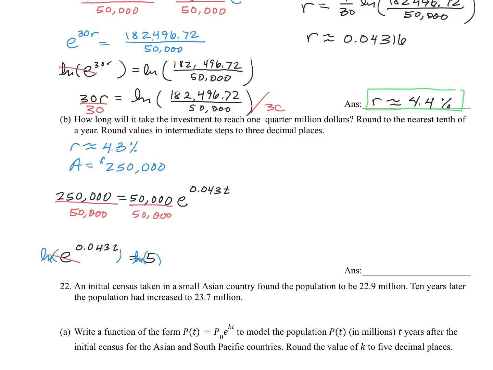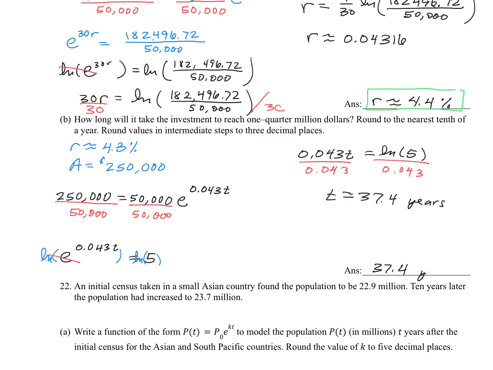Once again, those are inverses. So it takes me to 0.043t is the natural log of 5. Dividing both sides by the 0.043, and I get t is approximately 37.4 years. So 37.4 years is the amount of time it'll take at 4.3%.